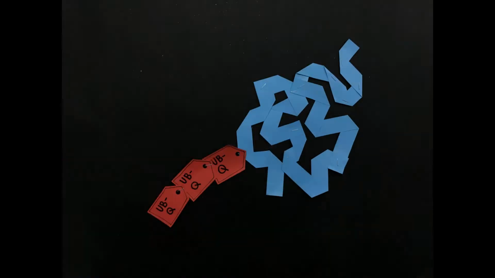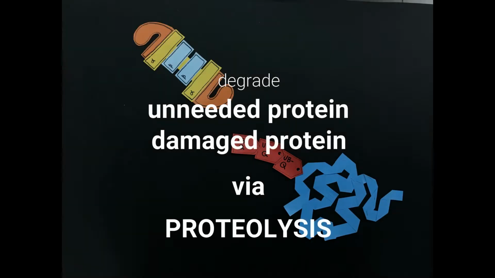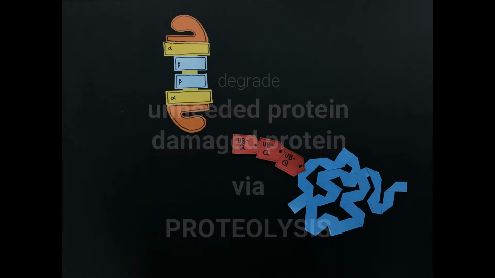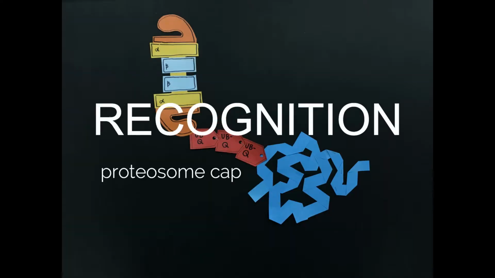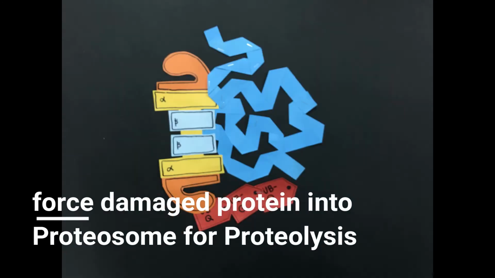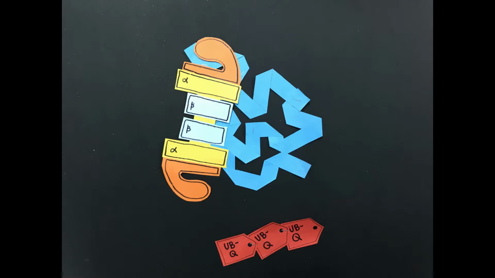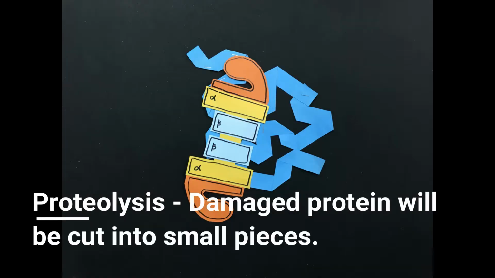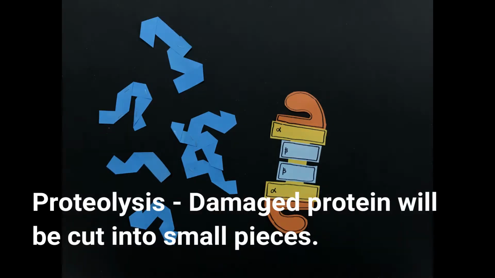The next step involves the proteasome. The proteasome is a protein complex which degrades unneeded or damaged proteins via proteolysis. Ubiquitin tags will undergo recognition via the proteasome cap. It will force the damaged protein into the proteasome for proteolysis and detach ubiquitin for reuse. Through proteolysis, the damaged protein will be cut into smaller pieces and will be degraded.